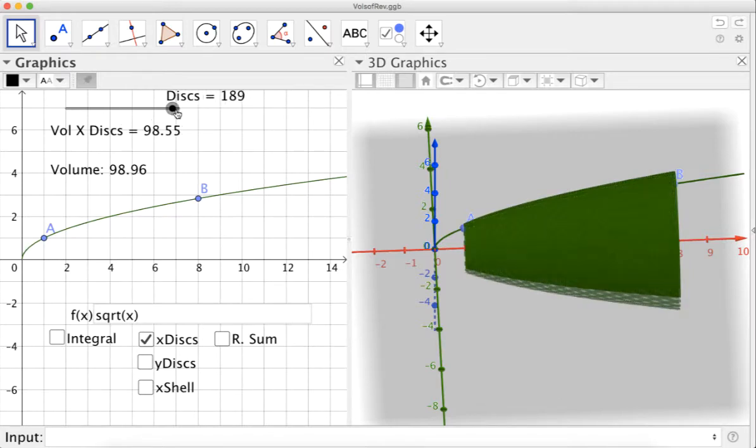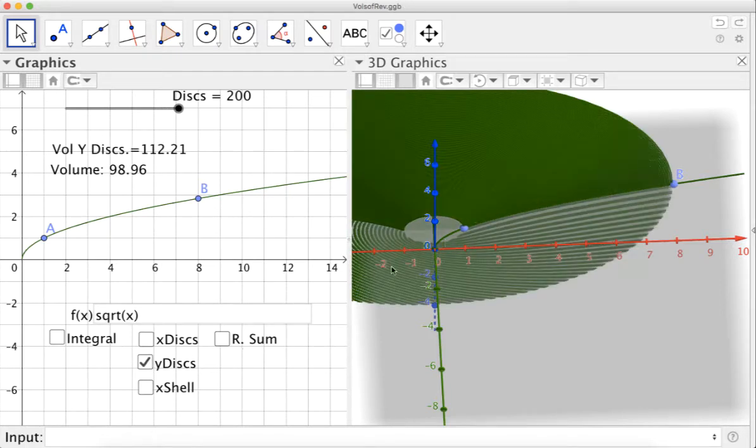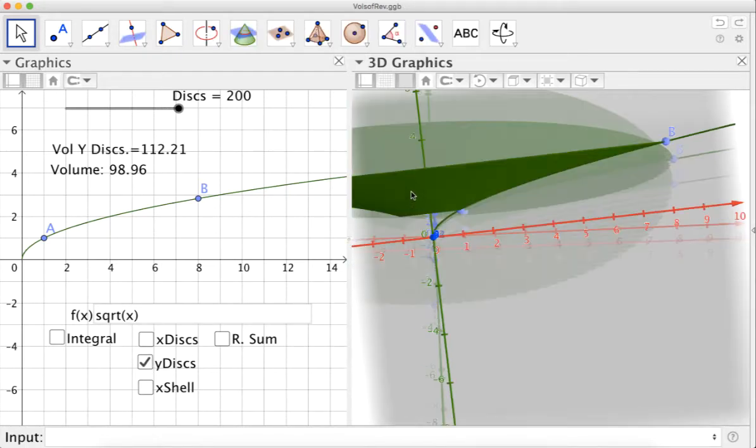And so the volume of this figure then, just as was the case with the area under the curve, is equal to the limit of the sum of the volume of those disks as the number of disks approaches infinity. And so that gives us a means for calculating the volume of a solid rotated around the x-axis like this.